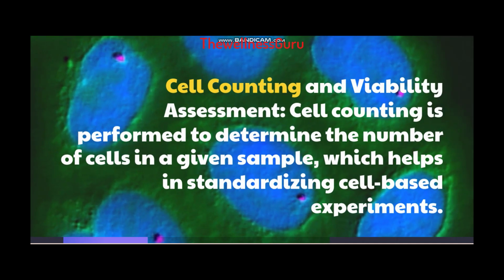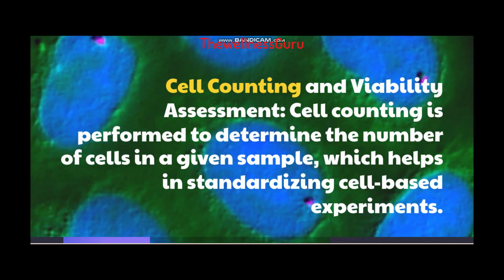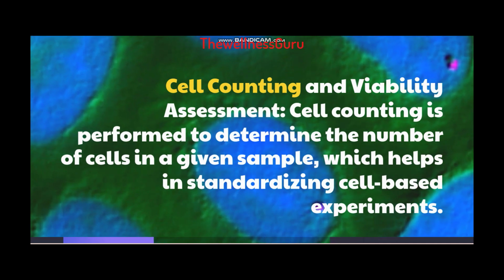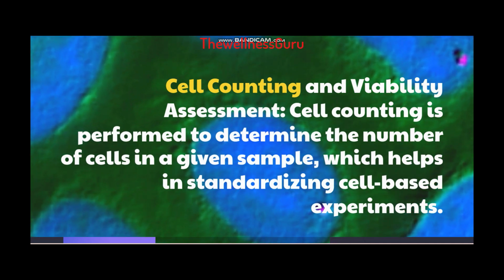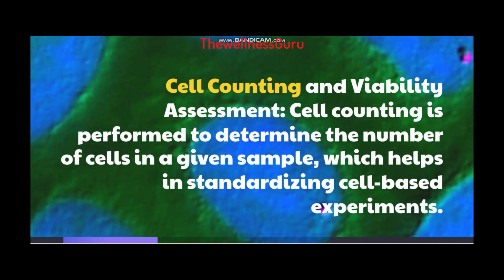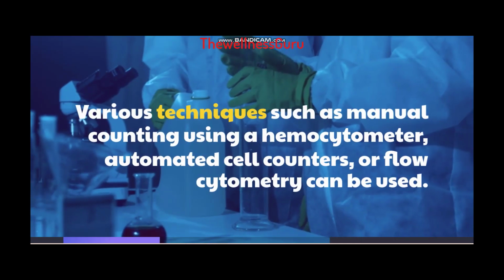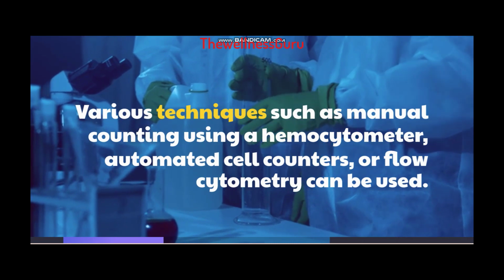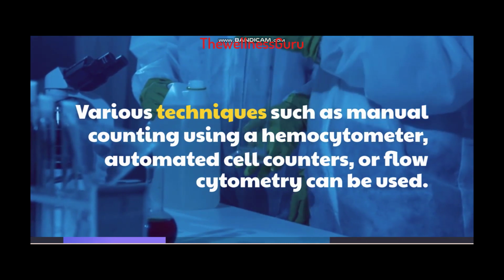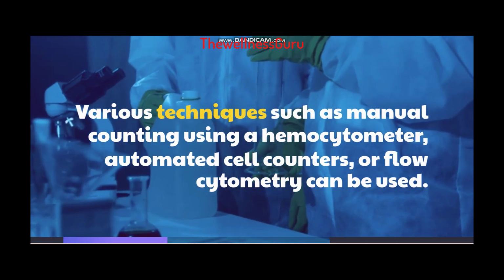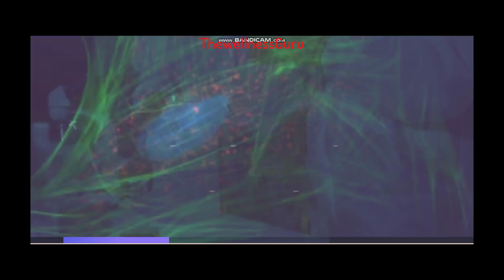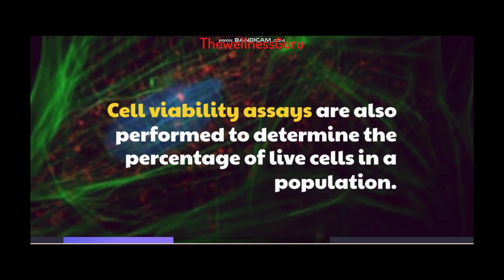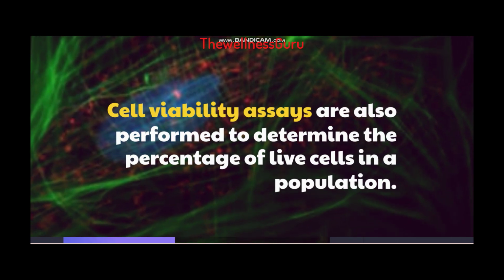Cell counting and viability assessment. Cell counting is performed to determine the number of cells in a given sample, which helps in standardizing cell-based experiments. Various techniques such as manual counting using a hemocytometer, automated cell counters, or flow cytometry can be used. Cell viability assays are also performed to determine the percentage of live cells in a population.